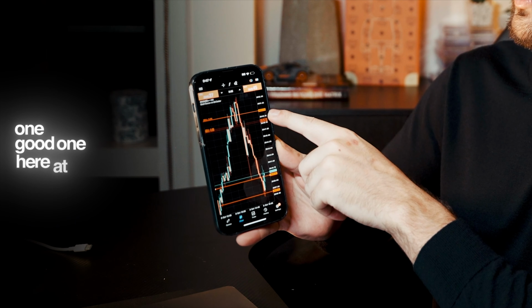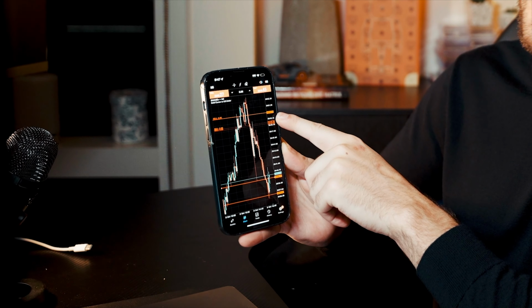So here's actually just two more quick examples for you guys on this. You can see one good one here at 2650. 2650, nice round number. Market's rejecting that and we get a big sell down.